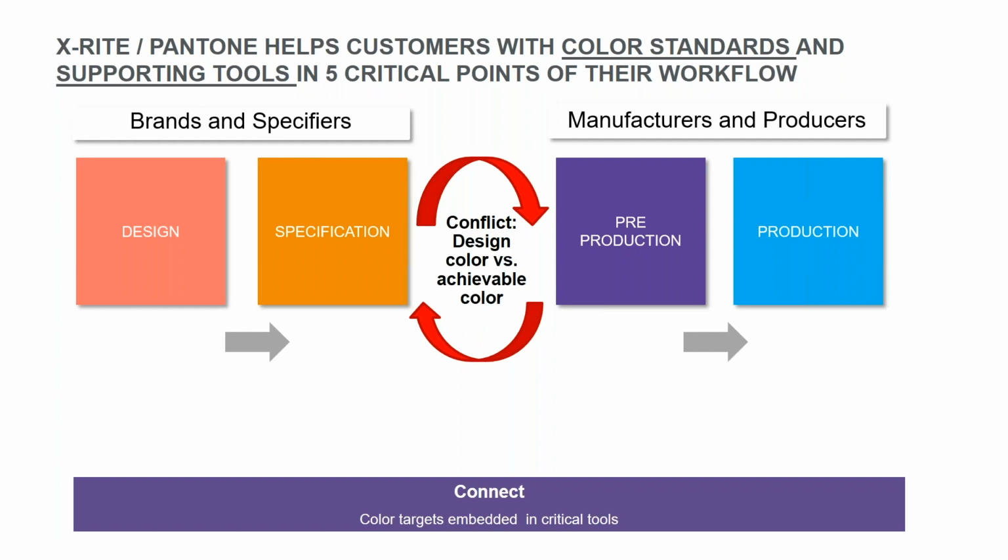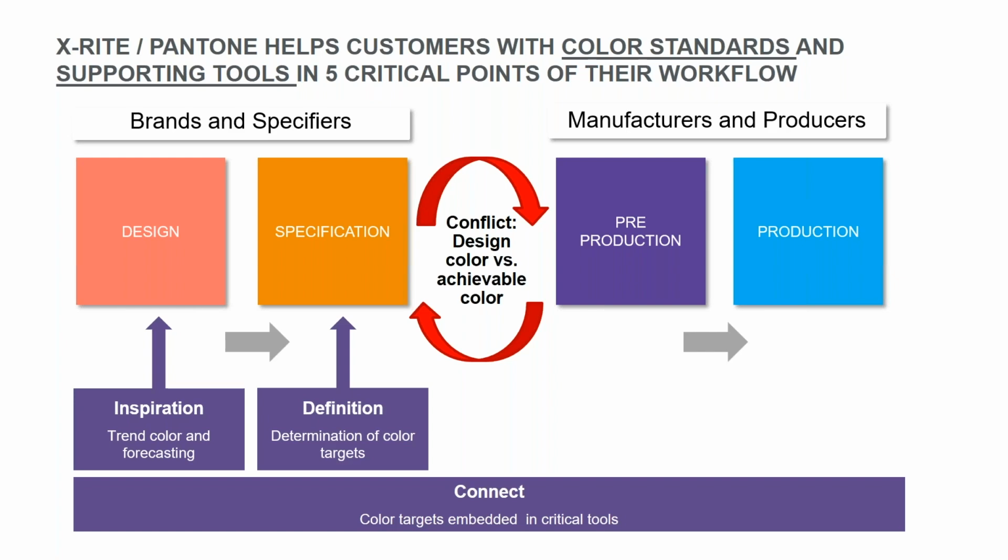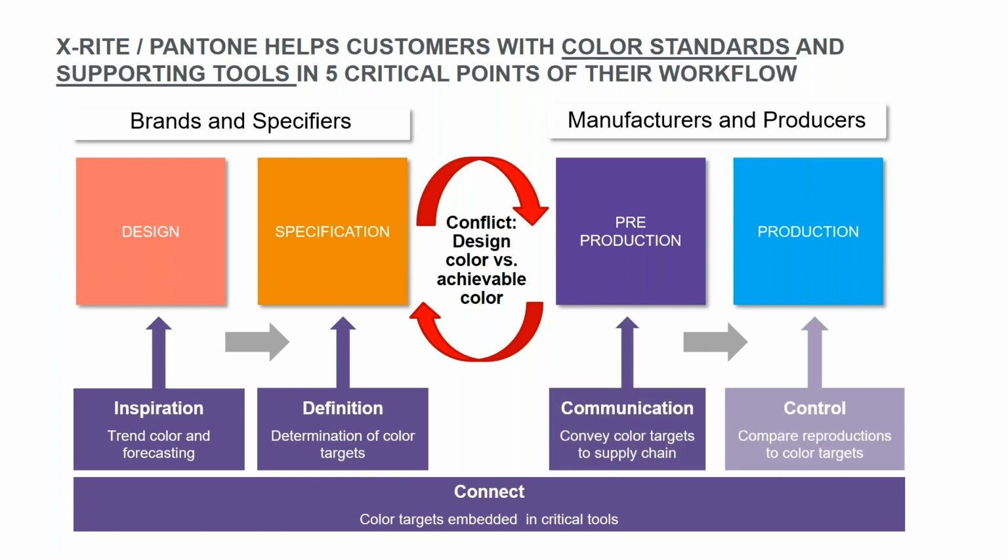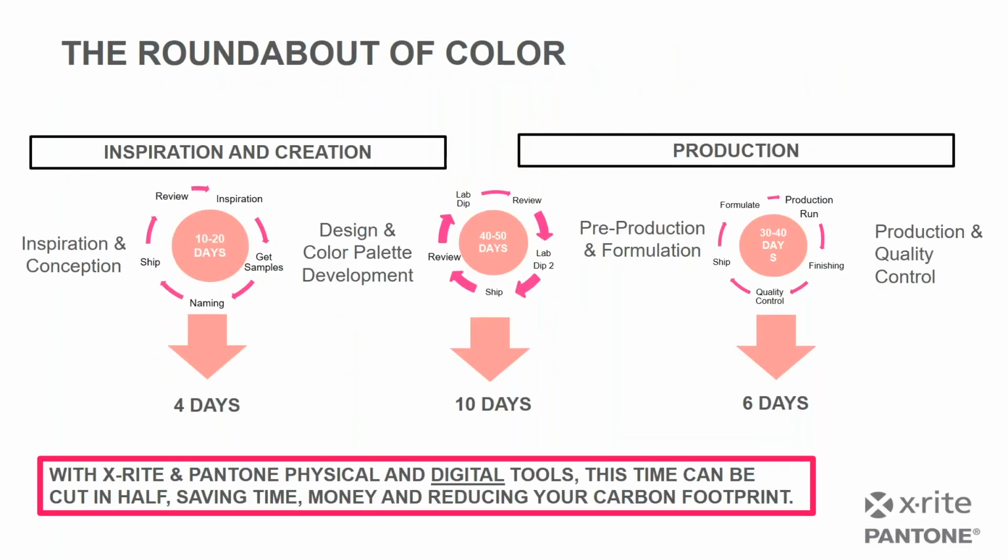So what we're going to talk about is connecting from beginning to end, right? So inspiration is your trend color forecasting, specification, determination of color targets, communication conveying color targets to the supply chain, of course, production, we're comparing the reproduction to those color targets. And this process can be very difficult. So, in inspiration and conception stage, you inspire, you get samples, you name, you ship, you review, you start again trying to get to the right one.